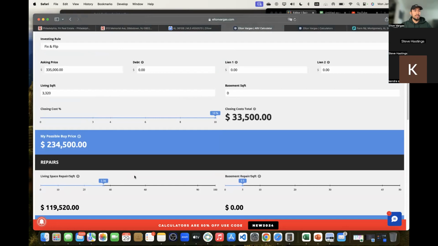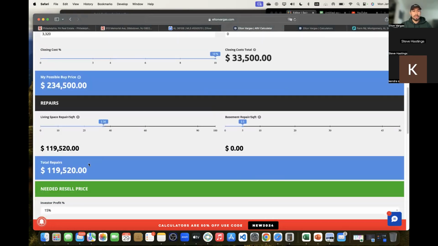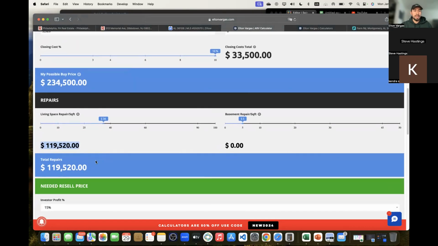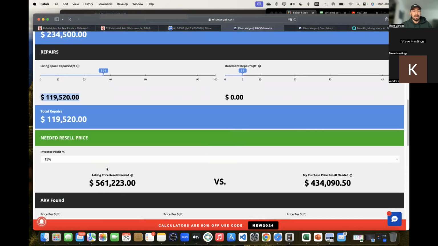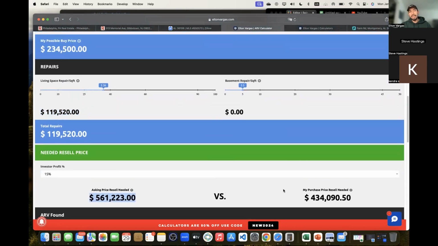The agent is telling me that the property is selling for $335,000. I need the $119,000 in repairs. And then if I can get my 15% profit, I need to sell it for this much. Now, if I were to get the property under contract for my asking price of 234, plus the same number of repairs plus my profit, then I need to sell my property for $434,000.